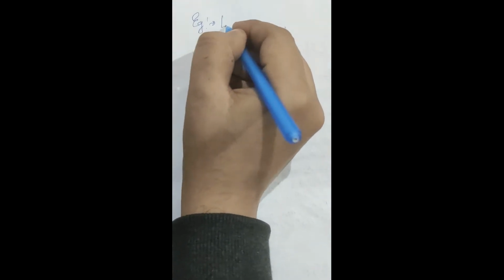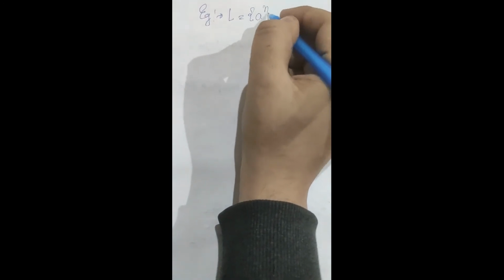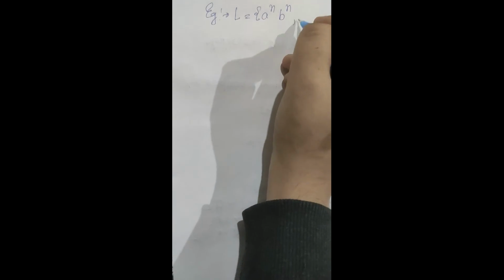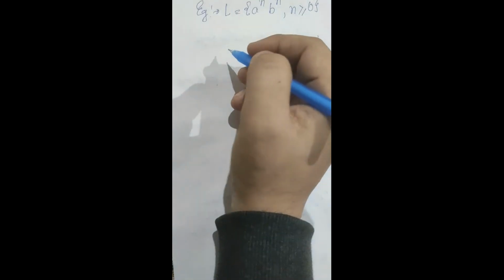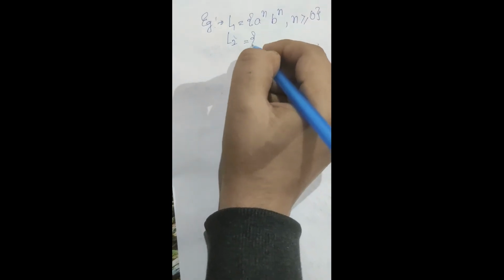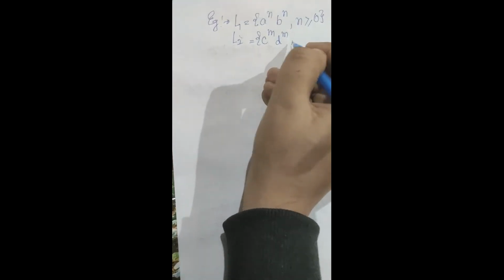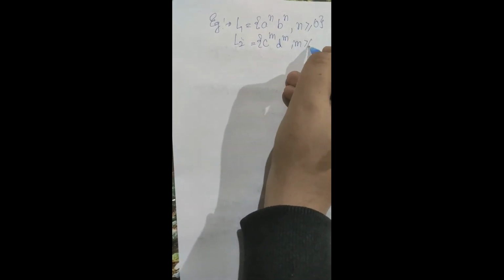An example would be L1 is a raised to the power n b raised to the power n, n greater than or equal to 0. We all know that it is a context free language. L2 is c raised to the power m d raised to the power m. This one is also a context free language.